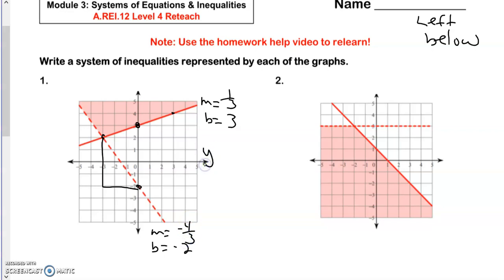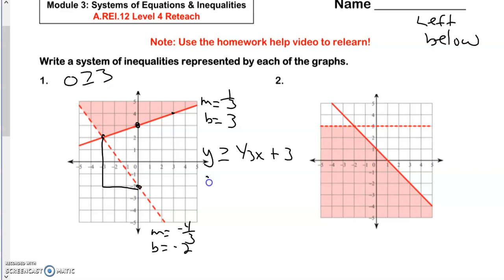So I do y, and I'm going to write 1/3 x plus 3 for the first one up here. And then I have to determine which way it is. If I use my right above, left below, I see that it's going above the line. I see that it's a solid line, so I'm going to say it's greater than or equal to. I can also test it with 0, 0. Is this a true statement? Nope. And I definitely know that I graphed it correctly.